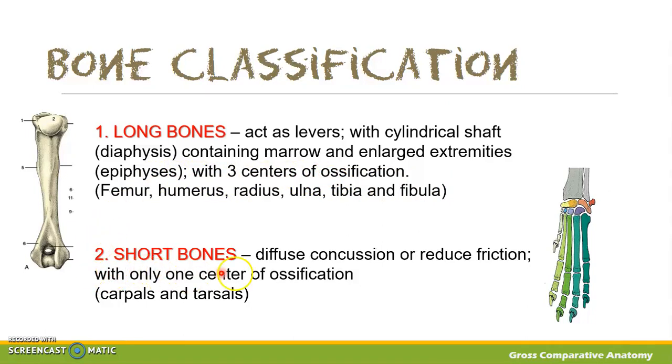Next, we have the short bones. The general function is to diffuse concussion or to reduce friction. So the short bones are typically present in the wrist for the carpals and also the tarsals. And as I mentioned, they only have one center of ossification.